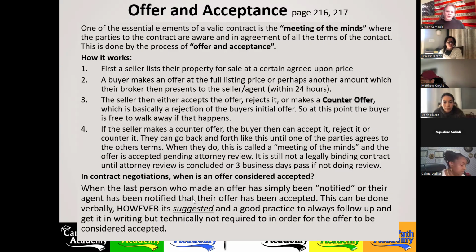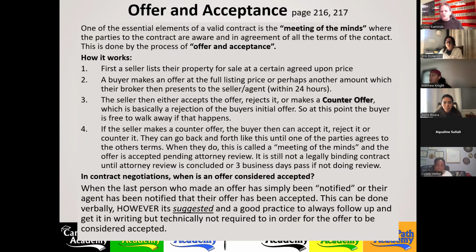Now, in contract negotiations, when they're going back and forth like this, when is an offer considered accepted? Well, it's simply upon notification, when you notify the other party that it's been accepted. And no, it doesn't need to be in writing. You could get on the phone and be like, hey, your last offer your client made, well, they accepted it. Boom, your offer is legally considered accepted.